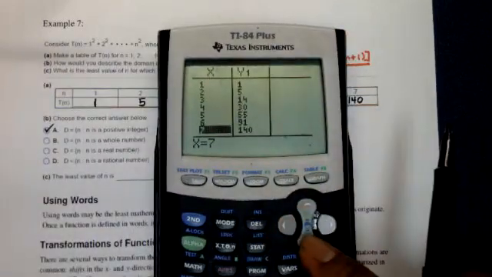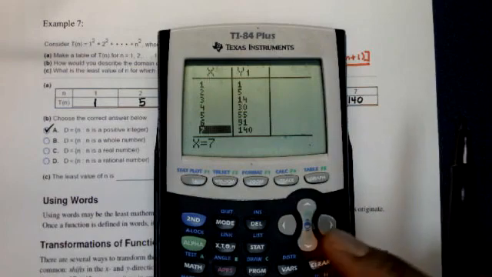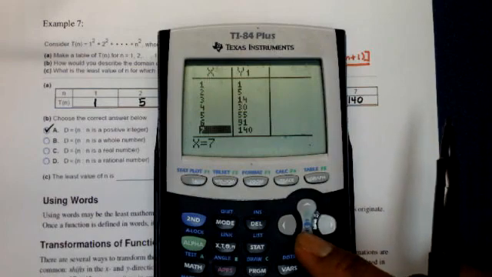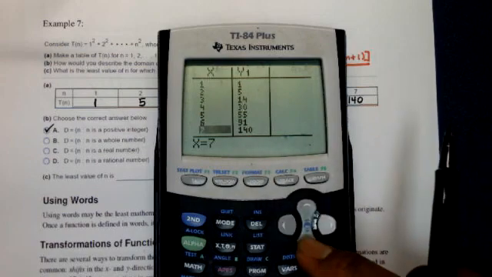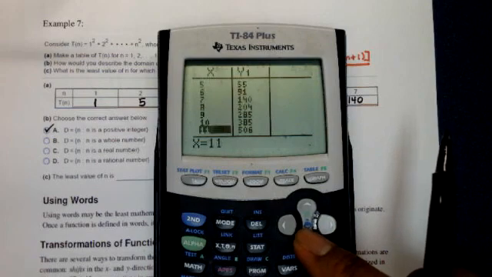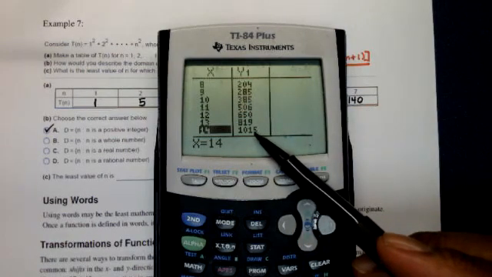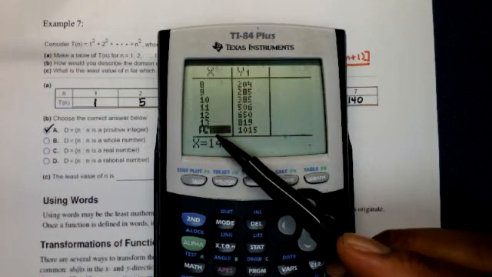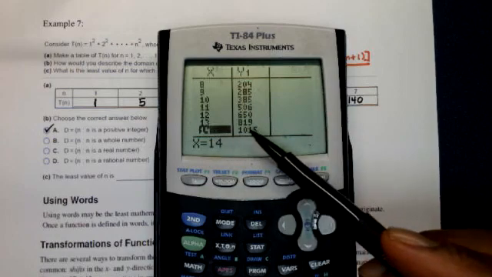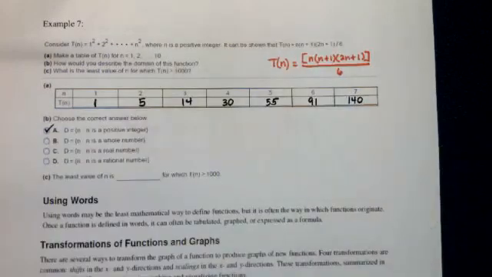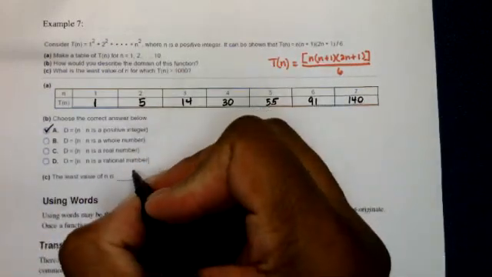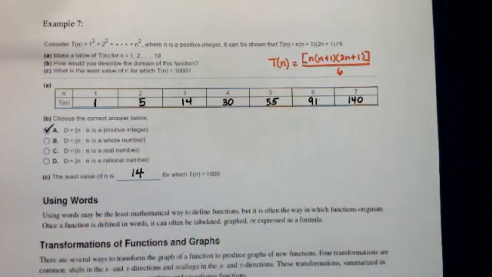Well, let's pull up this table that I came up with for that equation. Let's find out what value of n, or in this case, what value of x would give us a value for T of n being greater than 1,000. Well, it's right here. Here we reach 1,015 when x is equal to 14. So at x equals 14, we're going to get a value greater than 1,000. So the least value of n is 14.